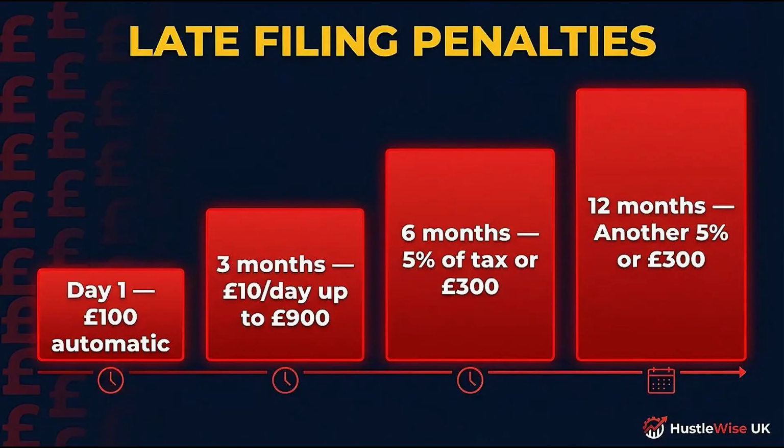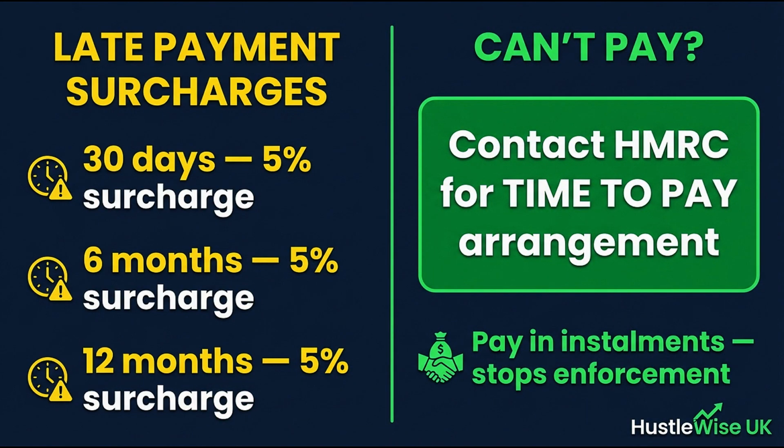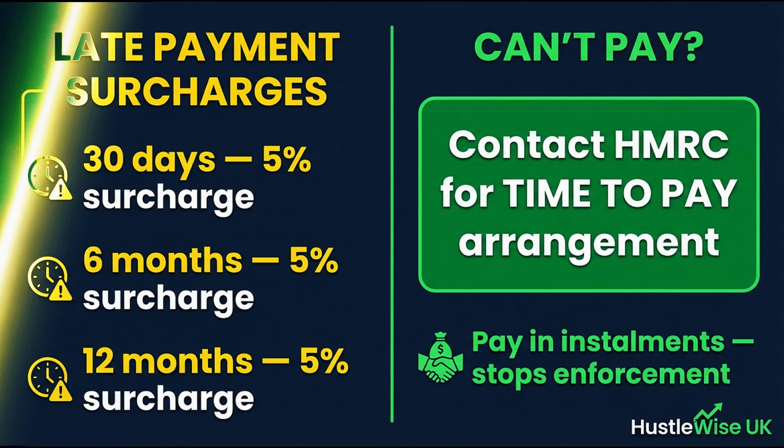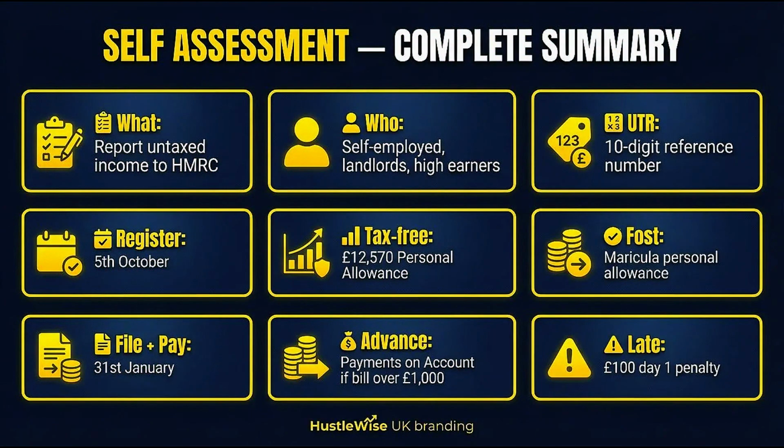Late payment penalties: 30 days late, 5% surcharge on unpaid tax. 6 months late, another 5% surcharge. 12 months late, another 5% surcharge. Interest is also charged daily on any unpaid tax at the current HMRC rate. If you cannot pay in full, contact HMRC as soon as possible to set up a time-to-pay arrangement. This allows you to pay in installments and stops enforcement action while the arrangement is in place.